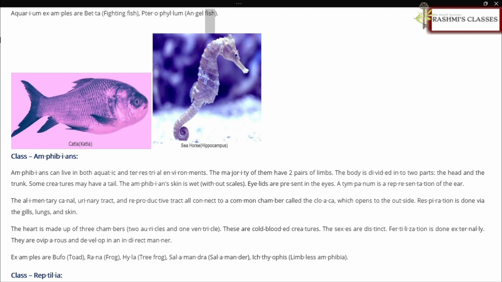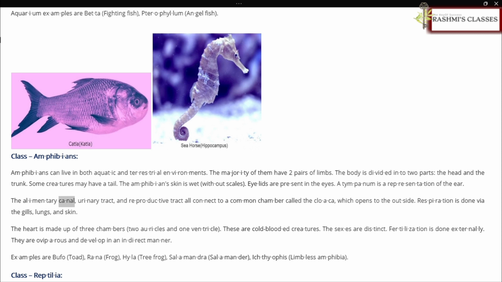Class Amphibia. Amphibians can live in both aquatic and terrestrial environments. The majority of them have two pairs of limbs. The body is divided into two parts, the head and the trunk. Some creatures may have a tail. The amphibian's skin is moist, without scales. Eyelids are present in the eyes. A tympanum represents the ear.